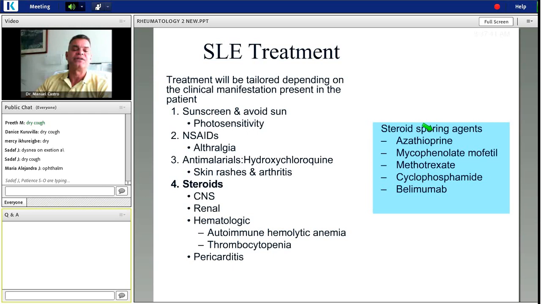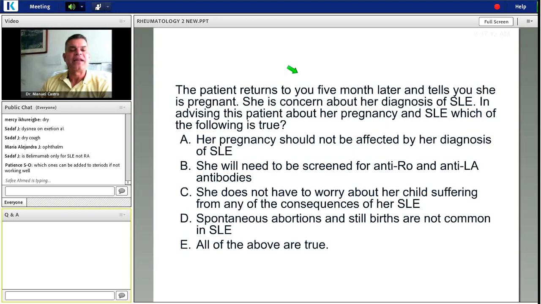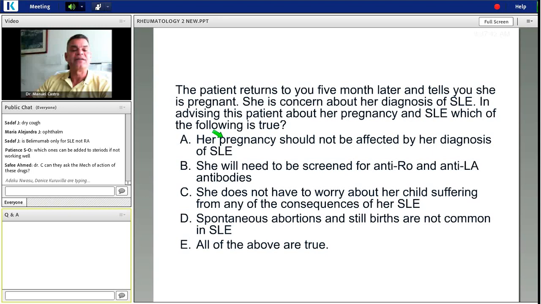Now, let's talk a little bit about a patient that returns to you 5 months later and tells you that she is pregnant. The woman is pregnant now. She's concerned about her diagnosis of SLE. In advising this patient about her pregnancy and SLE, which of the following is true? Now, her pregnancy should not be affected by a diagnosis of SLE. Is that true? Absolutely not, right?